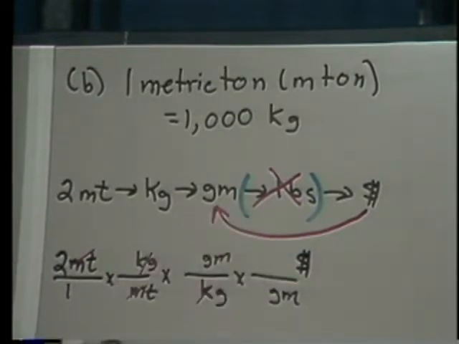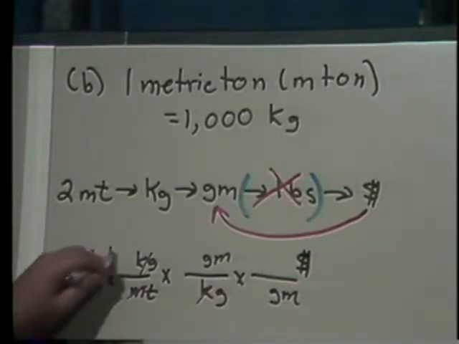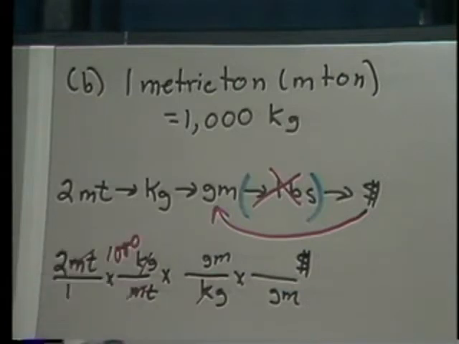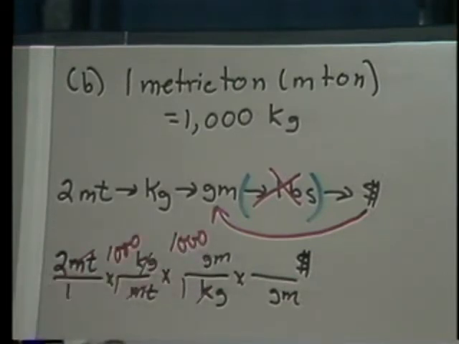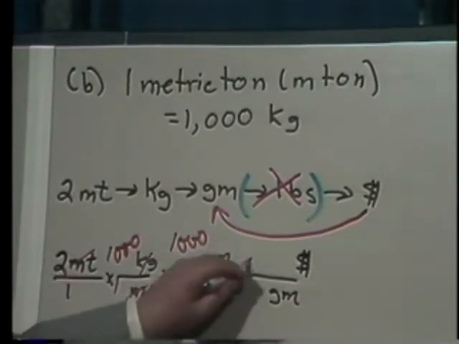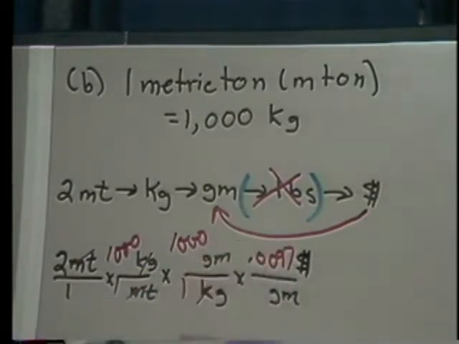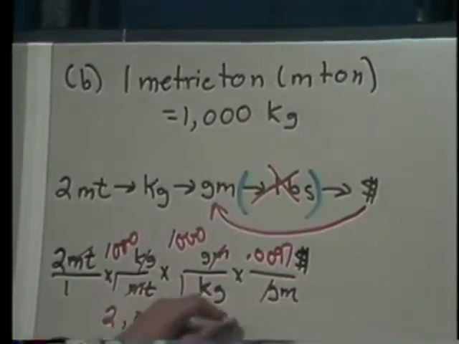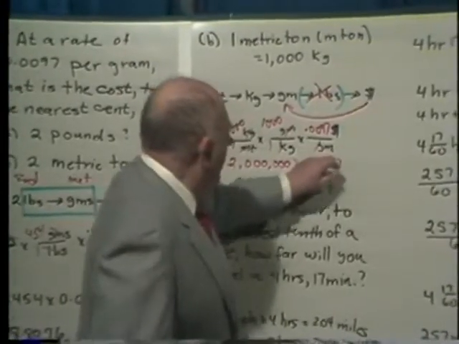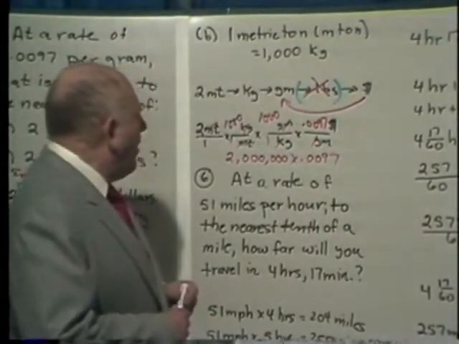And basically, now all I have to do is what? I put down what? There are 1,000 kilograms per metric ton. There are 1,000 grams per kilogram. And there are what? $0.0097 per gram. So now in this case, I'm not even going to bother writing the answer out for you. I did want you to see what was happening. I'm hoping by this stage of the game you can take the calculator. Well, heck, why don't I do this for you?